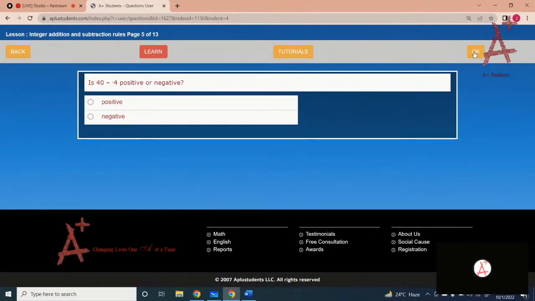Okay, so 40 take away negative 4 is, yes, positive, because 40 is greater in magnitude and it is positive. So the answer must be positive. Got it?